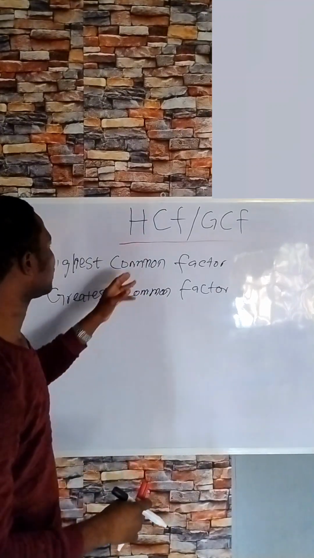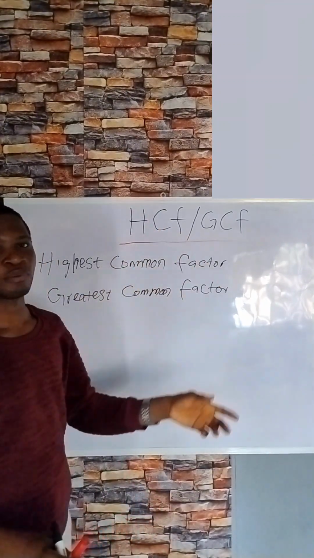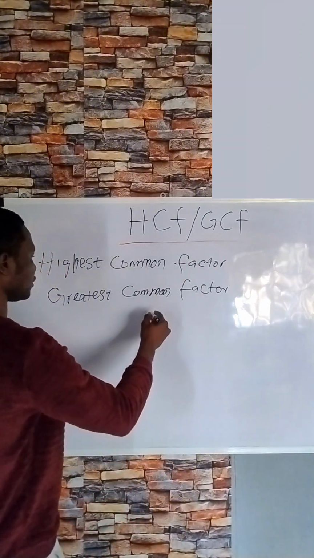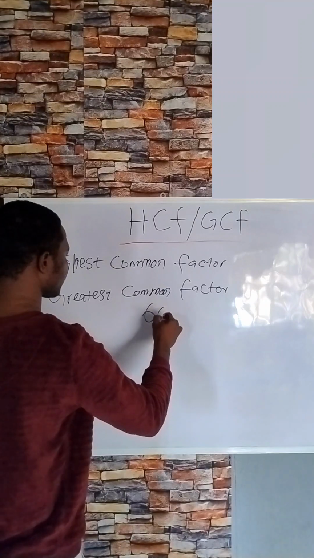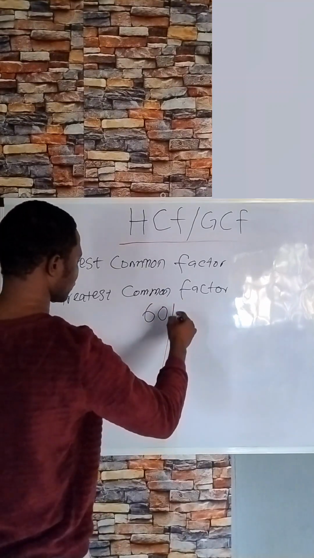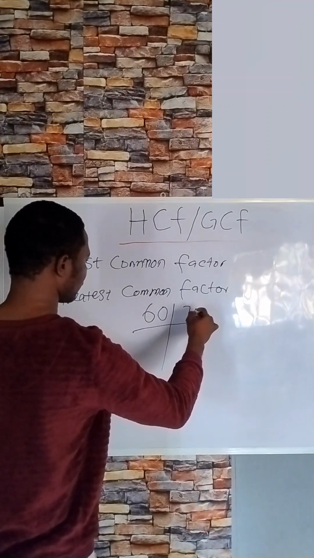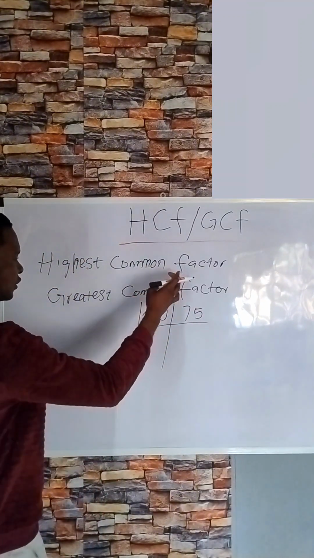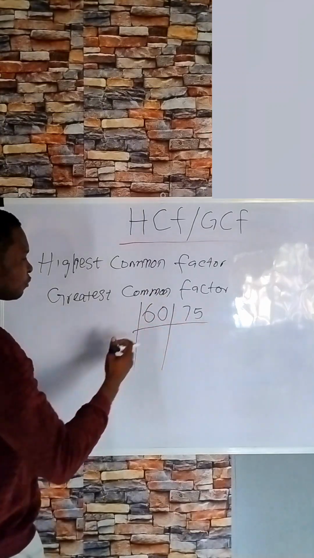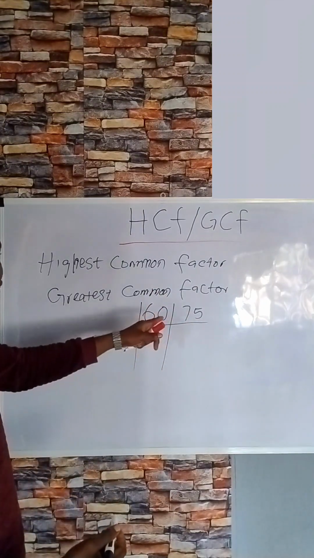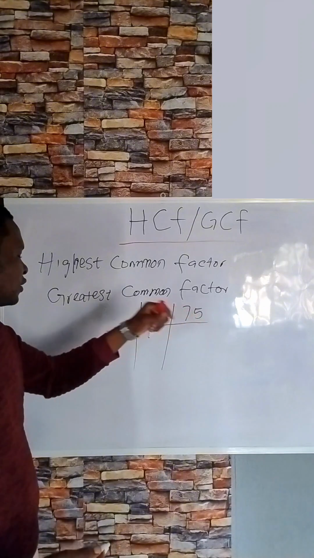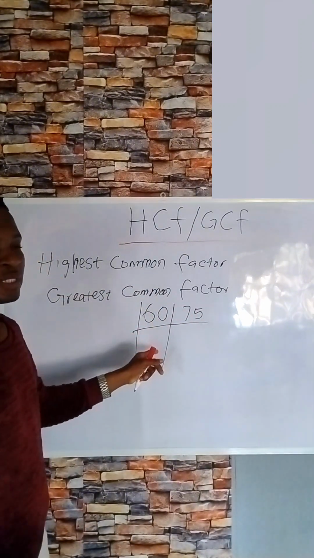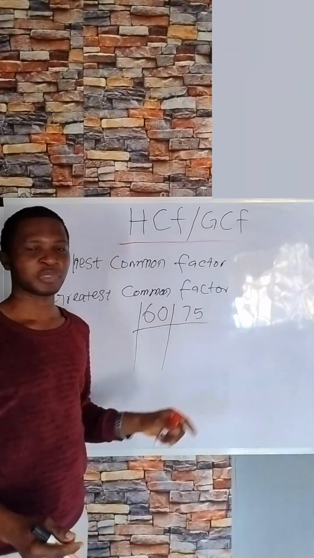So how do you look for HCF of a given number in mathematics? Let's take, for instance, 60 and 75. How do you look for the HCF or the GCF of these two numbers? What you have to do is check what number is going to divide these two numbers without remainder. Check for the first number that is going to divide these two numbers without remainder.